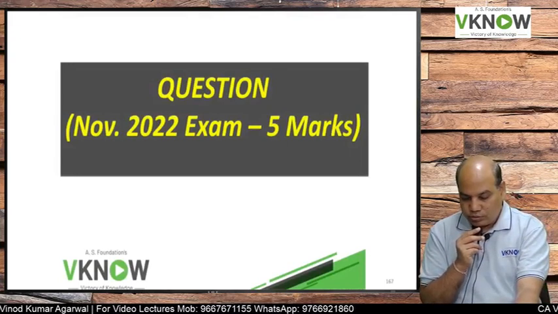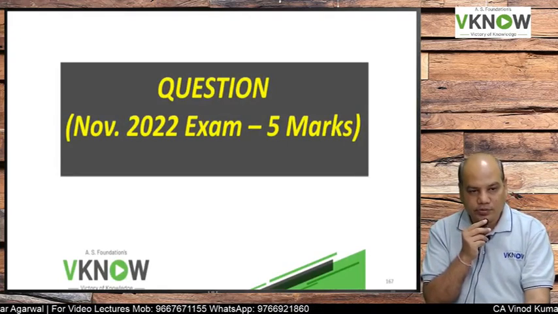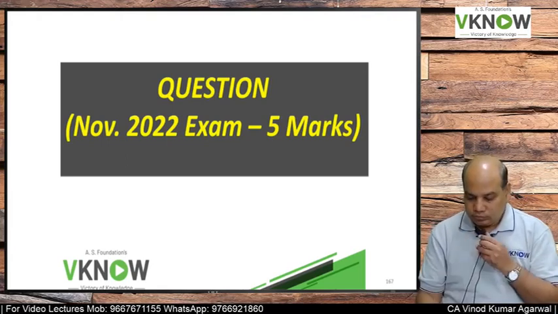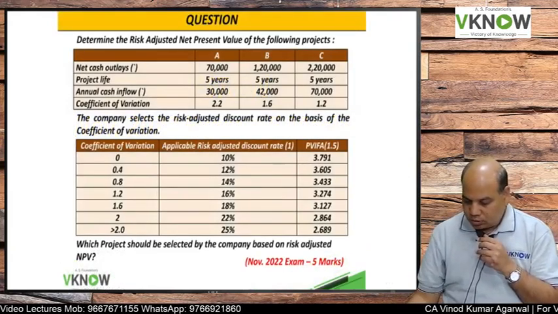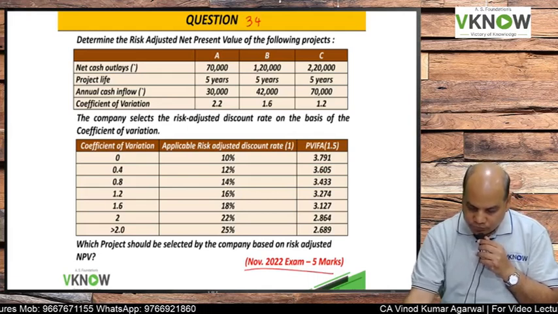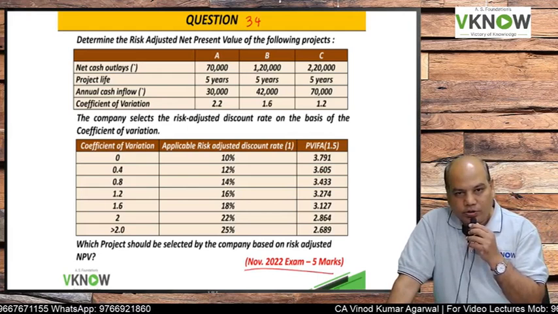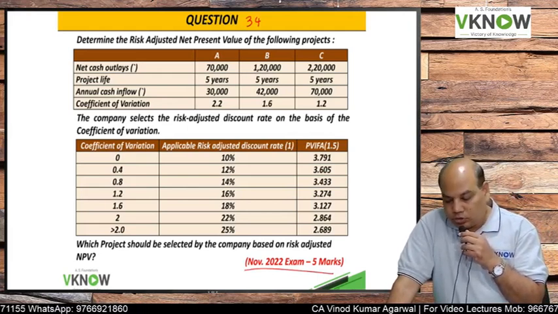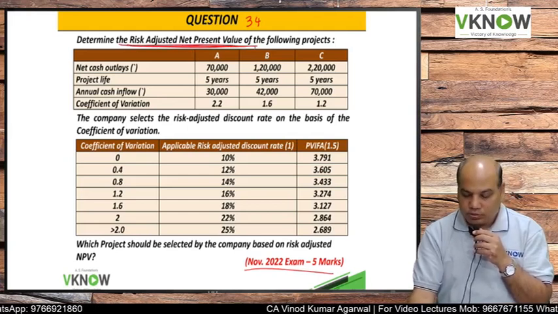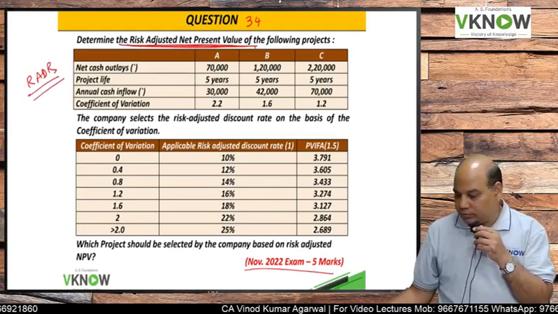Now we'll come to November 2022 exam question for 5 marks. What is the question number? Question number 34. Determine the risk adjusted NPV of the following projects. So this question will help you with risk adjusted NPV. So the concept of RADR will be used here.